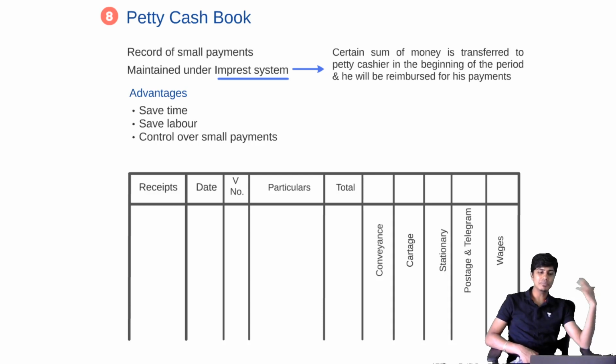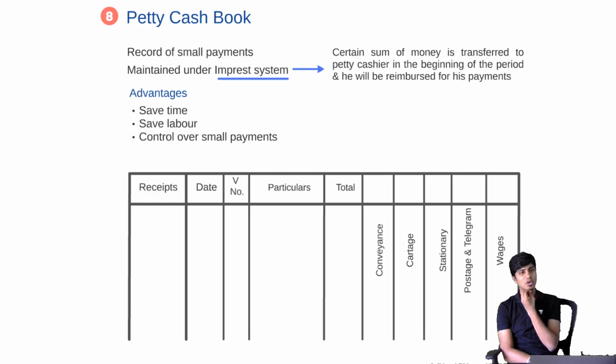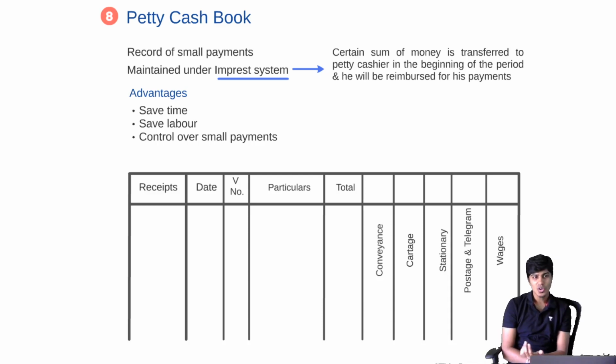This will save the time and labor of the main cashier, and it will appoint a specific person who can control all these petty payments. Because if we go to the main cashier for small payments, he might not check the genuineness. He might not have the time to check. So he might just make the payments without checking. Or if he goes into checking, a lot of his time and labor will get wasted. So the solution is petty cash book.